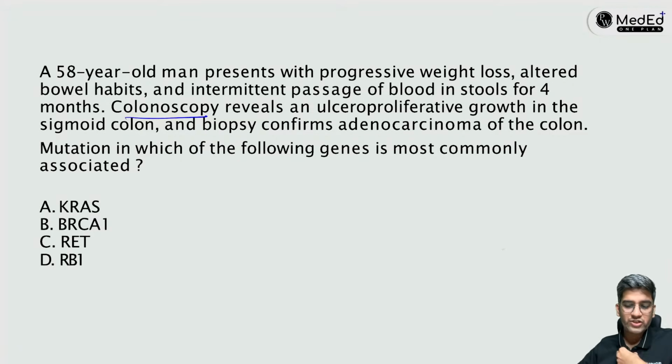A 58-year-old presenting with progressive weight loss, altered bowel habits, and intermittent passage of blood in the stools for 4 months. Colonoscopy shows an ulcerative mass in the sigmoid colon. Biopsy confirms adenocarcinoma. What's the most common gene associated? Among these options, I would prefer KRAS as the better answer. But we read about the adenoma-carcinoma sequence, APC beta-catenin. If it's there, I would prefer APC beta-catenin because that's the starting point. But KRAS is something which is mutated in colonic adenocarcinoma. Yes, BRCA also, but in less incidence compared to KRAS. In an MCQ, always choose the best answer, not just the correct one, right? The better answer for me is KRAS. We go with KRAS here, right? Great.